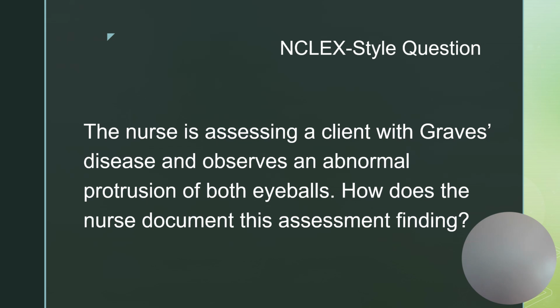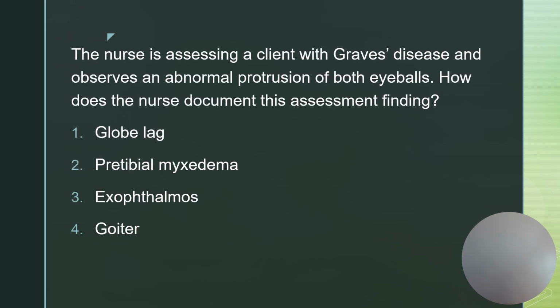We have a nurse who is assessing a client with Graves' disease and observes an abnormal protrusion of both eyeballs. How does the nurse document this assessment finding? What is this question asking? Well, this one's pretty simple. Basically, what is the protrusion of both eyeballs called? This is exophthalmos.